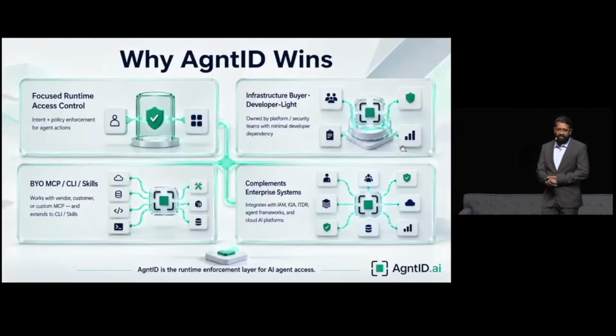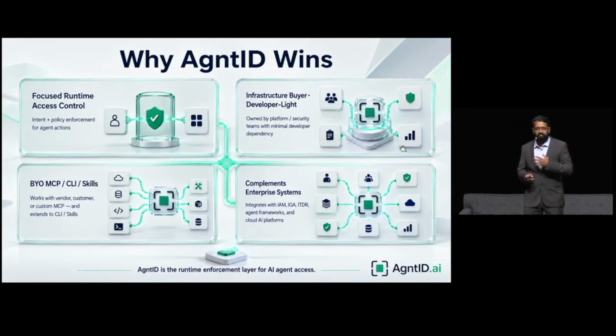So why AgntID wins? We are very focused on this runtime access control. To us, intent plus policy equals access. That's our mantra. And we let you bring your own MCP, own CLI, own skills. We don't come up with an MCP catalog or anything like that. We are extremely focused on the infrastructure buyer, identity people, security people, DevOps, and so on, and with very little dependency on developers. That's a huge win. And we also complement existing enterprise systems. So it works with your existing IAM systems, IGA systems, or agent orchestration systems, LangGraph, Vertex AI, what have you.